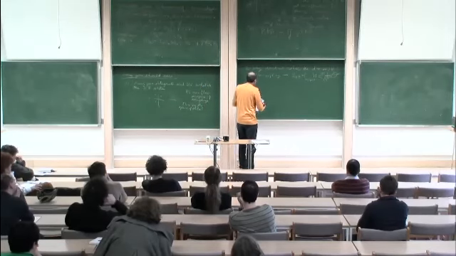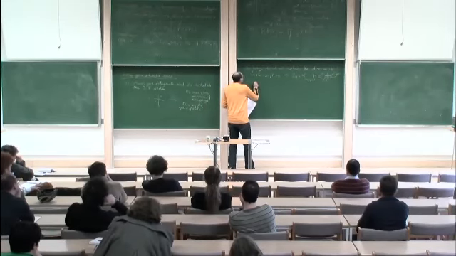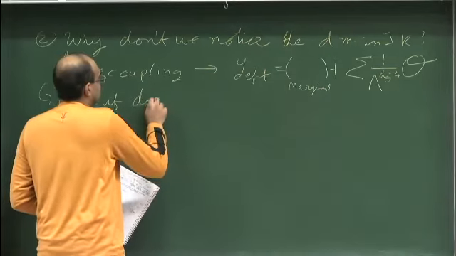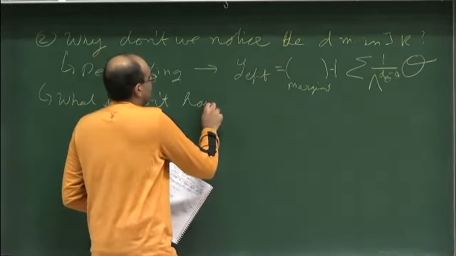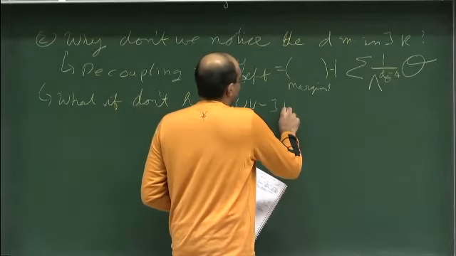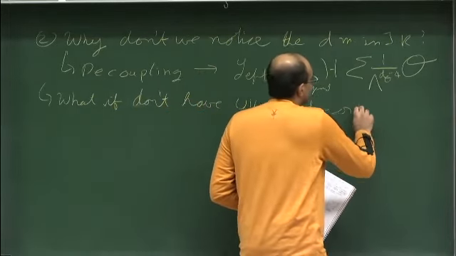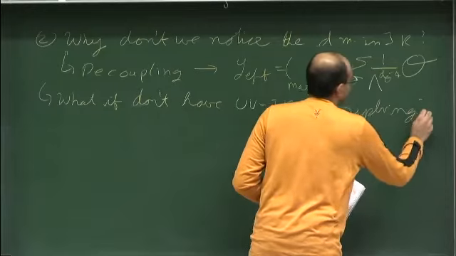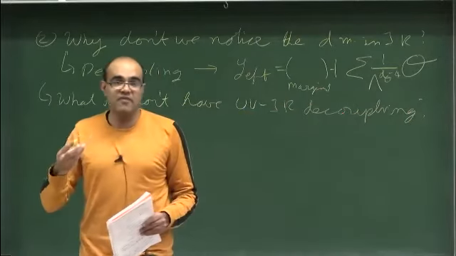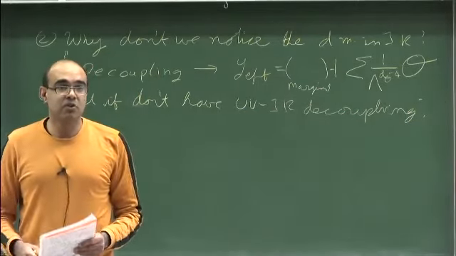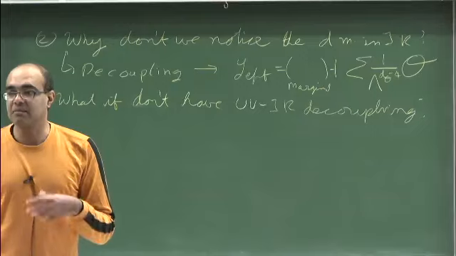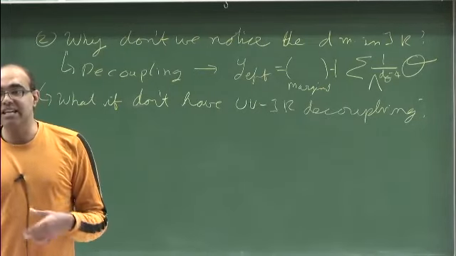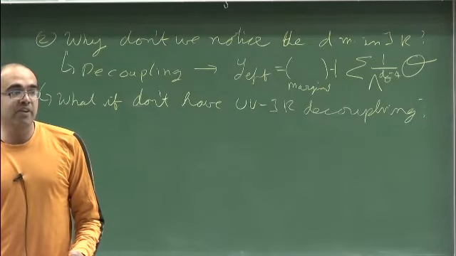But it's worth asking, what if you don't have UV-IR decoupling in the conventional way? For example, if you think about non-commutative field theories, space-time non-commutative field theories, they don't have conventional UV-IR decoupling. So it's worth asking whether the kind of effect that I'm trying to talk about is more important there. One might argue that gravity in general does not have UV-IR decoupling.